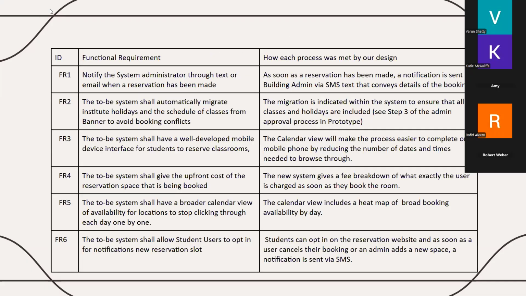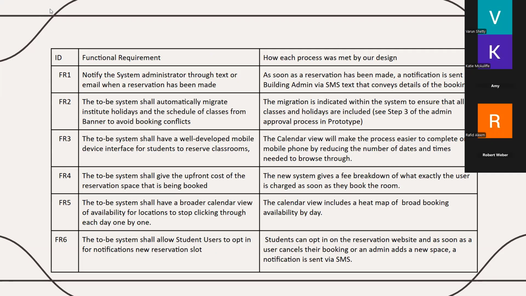So now to wrap it up, looking at the functional requirements that we specified at first and how our design meets them. The first thing was that we wanted the system administrator to be notified when a reservation is made, and we built that in via SMS text notifications. We wanted the new system to automatically migrate holidays and classes from Banner, and we show the migration in the system in the calendar view.